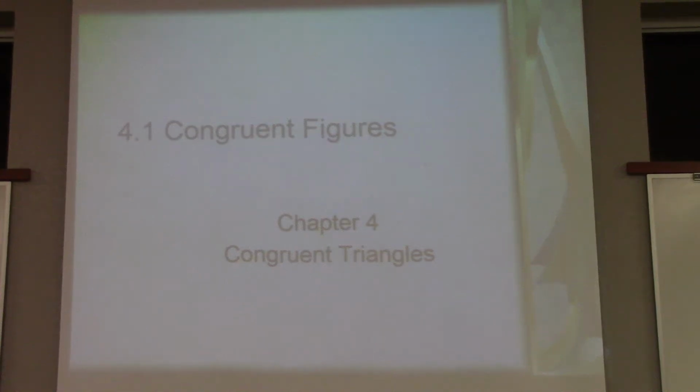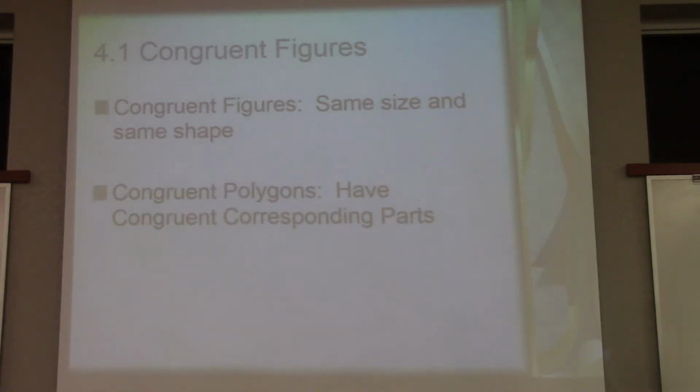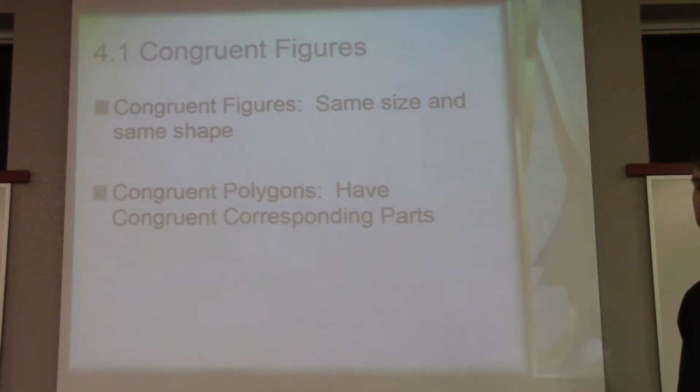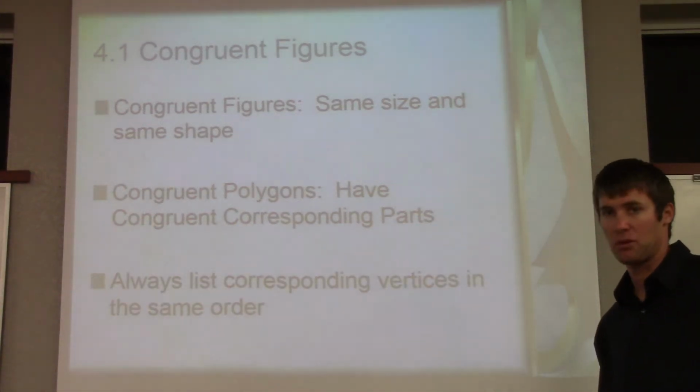Morning class, we're going to go over 4.1, congruent triangles. Congruent triangles have the same size and the same shape. Congruent polygons have congruent corresponding parts. And then lastly, we're going to list corresponding vertices in the same order.